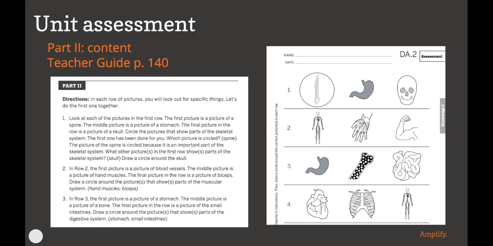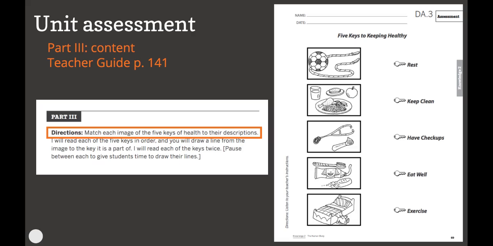Similarly, in part 2 of the assessment, which evaluates student understanding of domain content, you'll read statements about body systems students have learned about, such as, what other pictures in the first row, beside the spine, show a part of the skeletal system? And students should circle the skull. In part 3, students match images of the 5 keys of health to their descriptions as the teacher reads and repeats each.